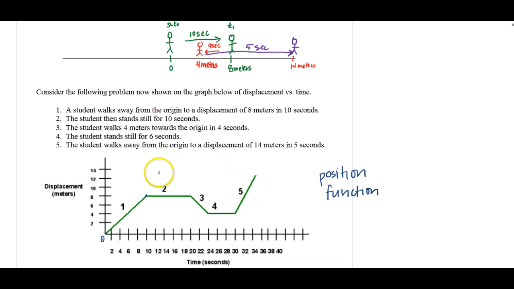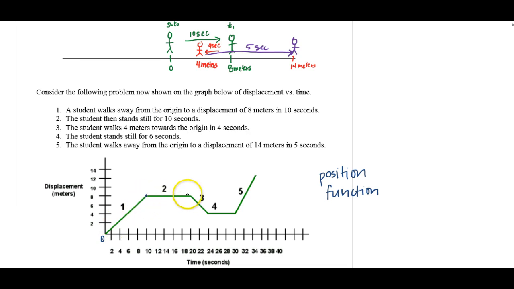So on this graph, what we're thinking about is not only the time and the displacement, but we're thinking about the slopes. So the slopes tell us the rate, how fast he was going on average, right? Because we really only have little snippets of information here. So between 0 and 10 seconds, if his displacement was 8, so he went up 8 and then over 10. So up 8 over 10 is going to be 4 over 5 meters per second. So on average, he was traveling 4 over 5 meters per second.